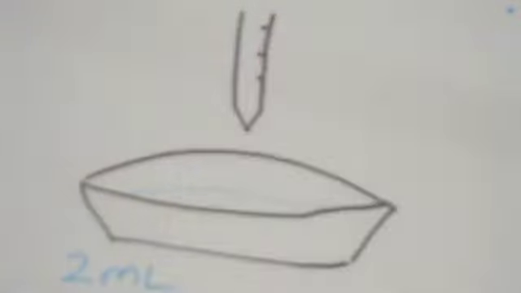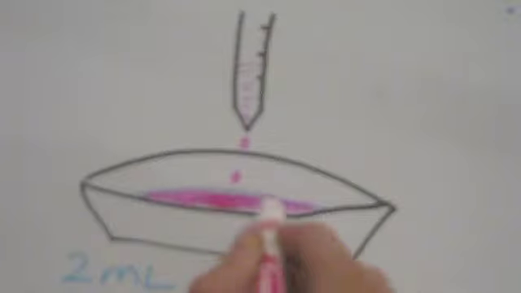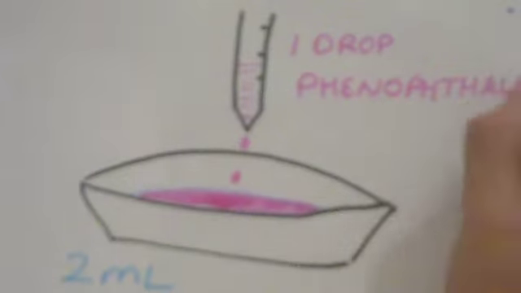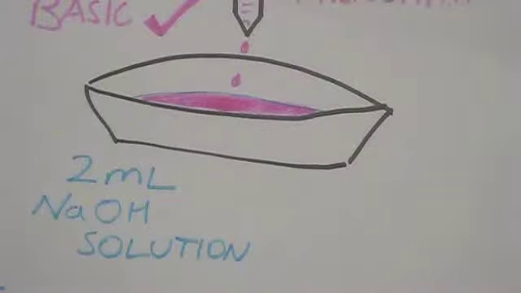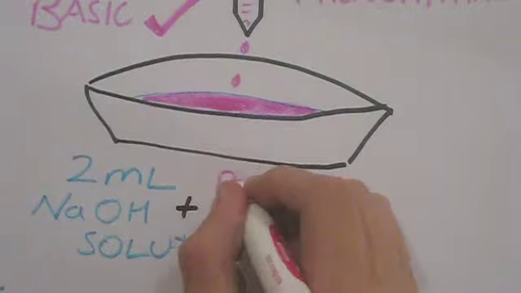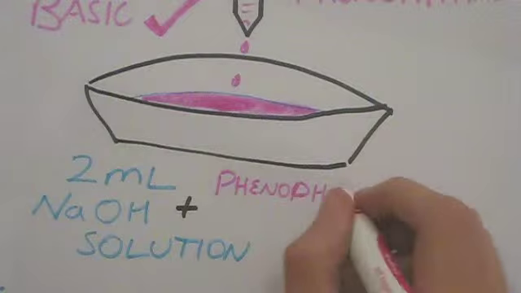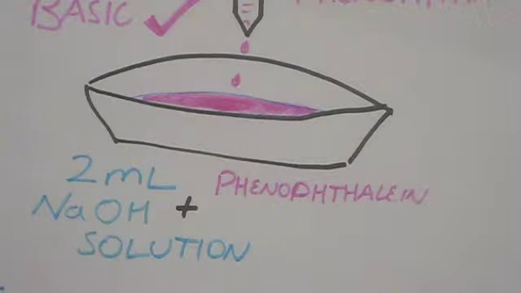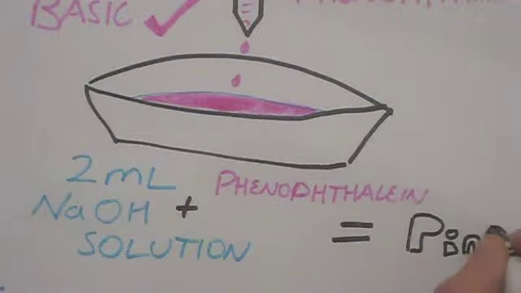And then we're going to put phenolphthalein into the dish. Now, phenolphthalein is something called an indicator because it indicates whether or not a solution is acidic or basic. It indicates this property by turning clear when in acid and turning a deep pink when in a base.